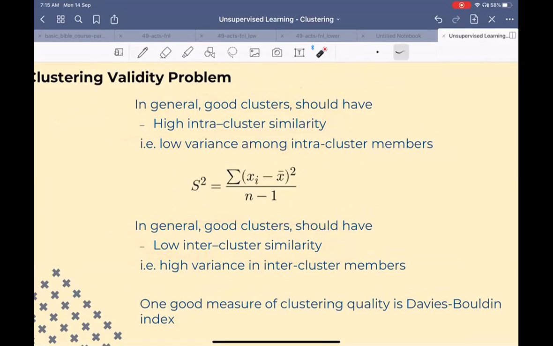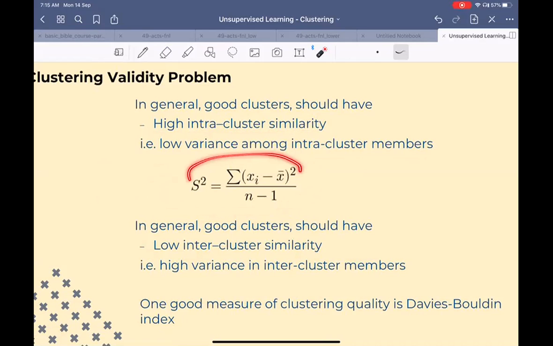What does this mean? High intra-cluster similarity means all the data points are close to each other. That means they are very similar to each other, or we have what is called low variance among the intra-cluster members. They don't differ too much. The members of one cluster are very similar to each other, thus we will know that they all belong to one cluster. We can evaluate that using our variance formula.